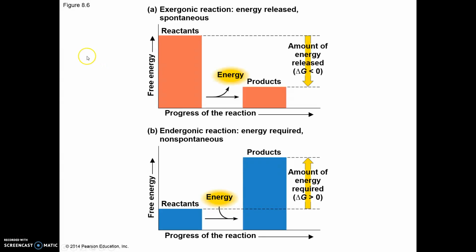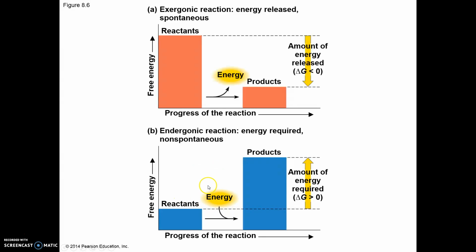Looking at it in a graphical form, here we have the amount of free energy on this axis. Here we have time moving forward. So here we have reactants, which have a lot of stored energy. You are going to turn it into its products, and it's going to release that energy. That energy released is a negative delta G.